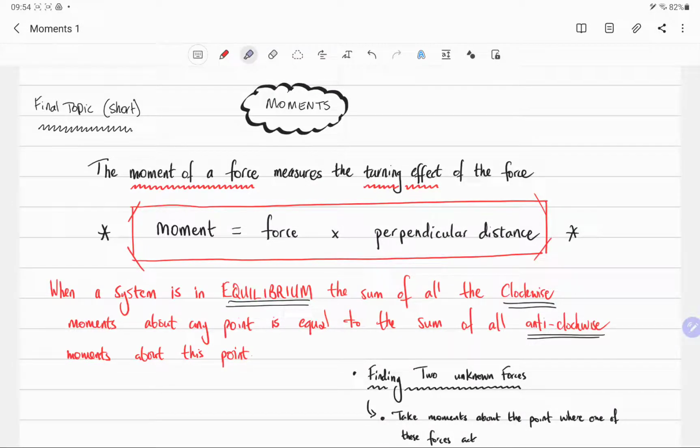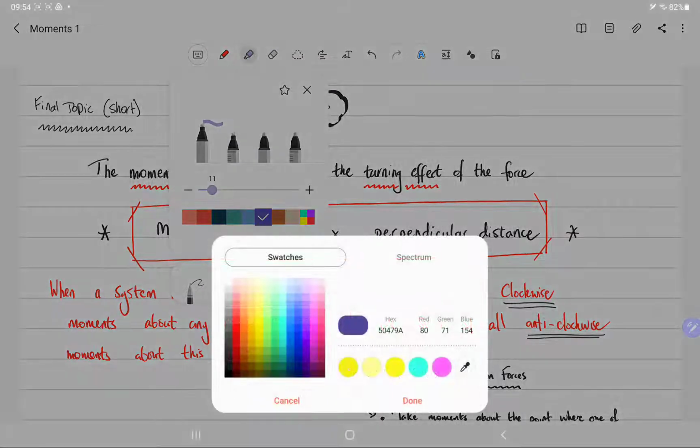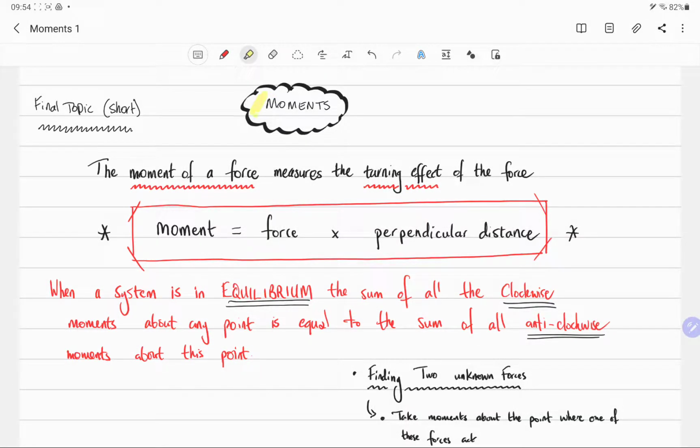The final topic we have to do in further maths is moments, something you might have seen in science. So this is the final topic and it is a short one. And after this we can go on to revision, and this should only take us really 2 classes.